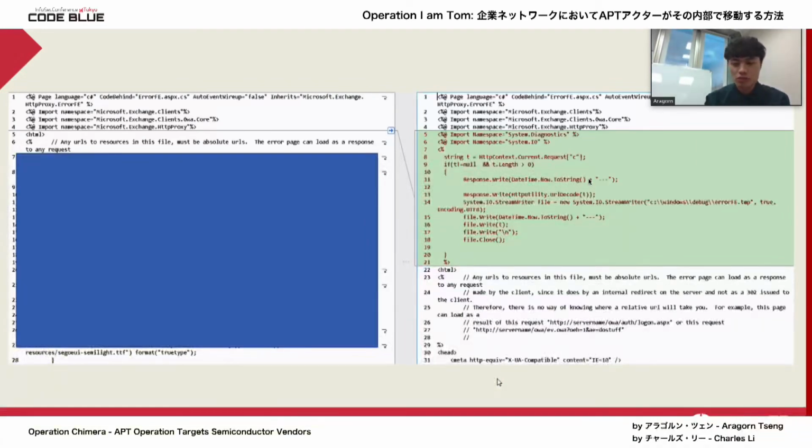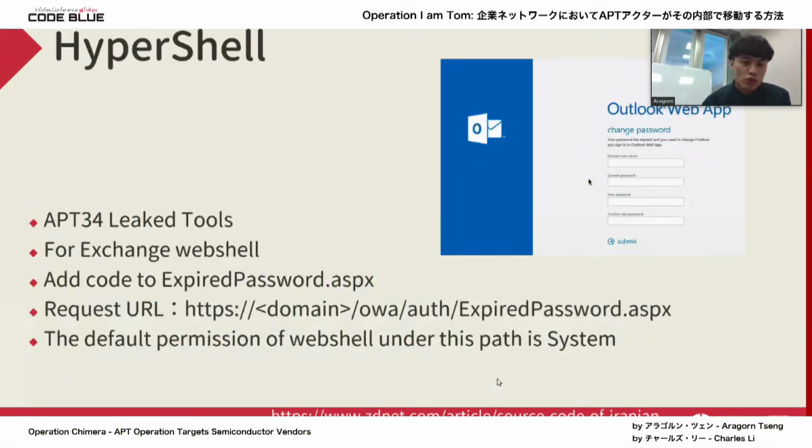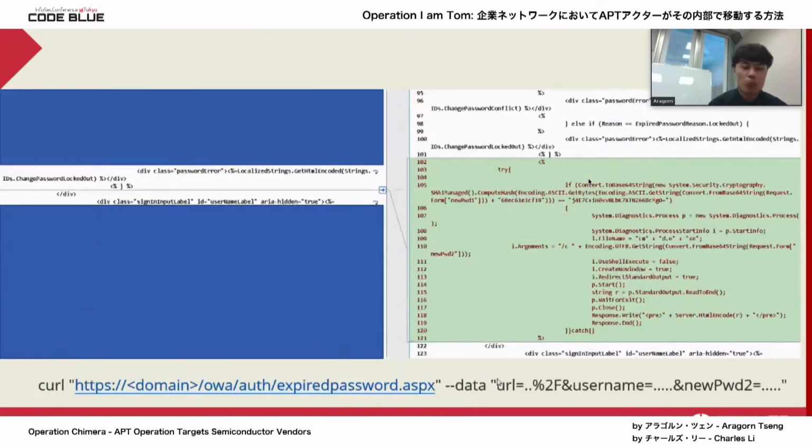And in this part, we are going to introduce HyperShell. HyperShell is also a modified source code web shell. It adds the malicious code into expiredpassword.aspx, which is for resetting the password in the Exchange system. And this tool was first used by APT34, but it leaked on Telegram in 2018. The picture on the left side is the source code of the expiredpassword.aspx, and the right side is the HyperShell. HyperShell is a full-function web shell, and you can just use curl with a username and password to connect to it.